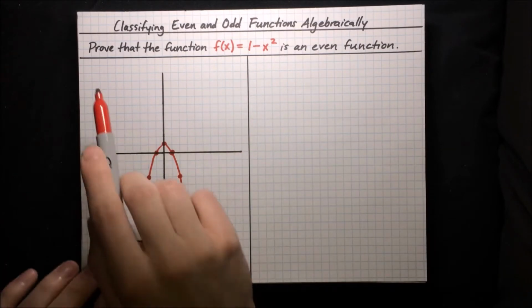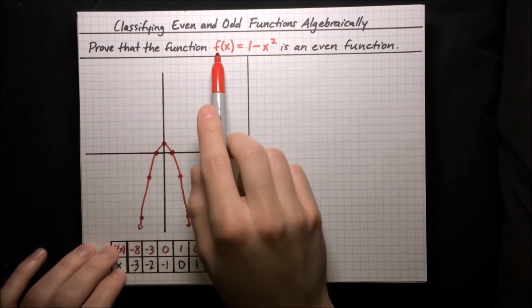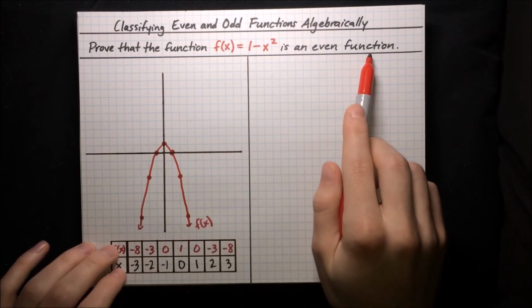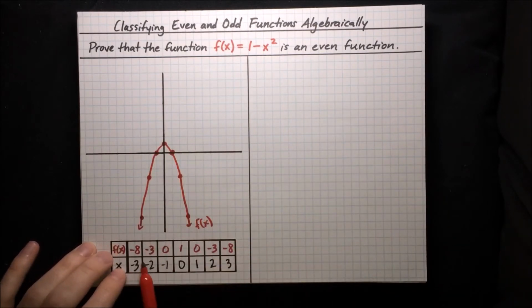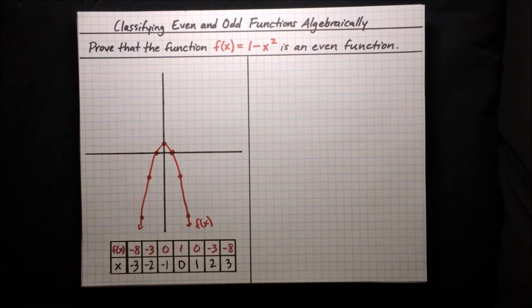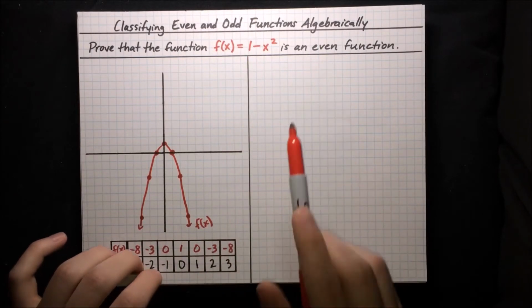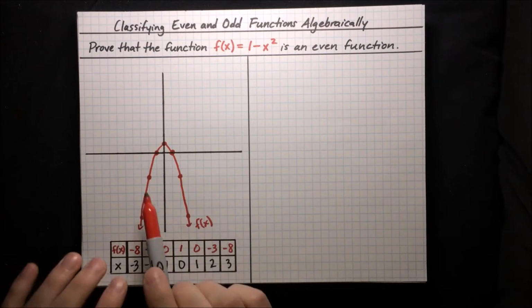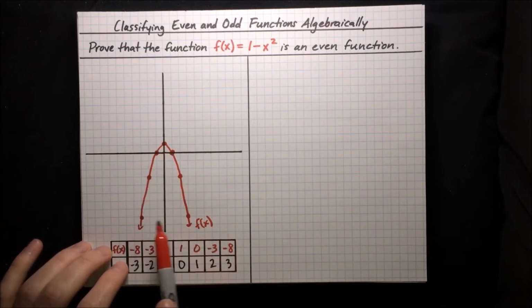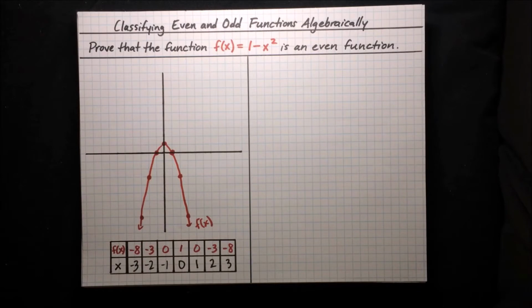But notice that the question asks us to prove that the function is an even function, not just be somewhat confident based on a few points that we've drawn here. We want a bulletproof argument that this function is an even function. And how do we know it's symmetric for all the points, not just the ones that we've drawn in here? The way to prove in all cases that the function is an even function is to think algebraically.